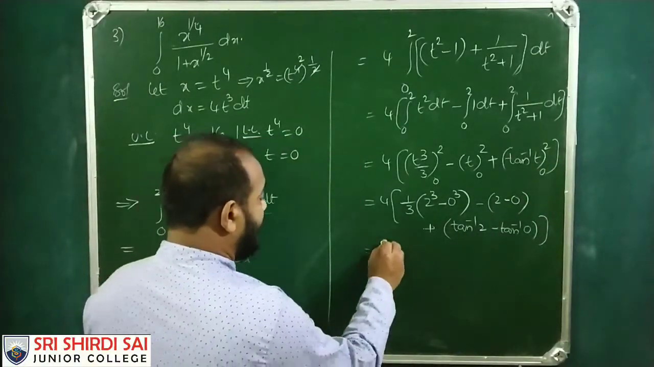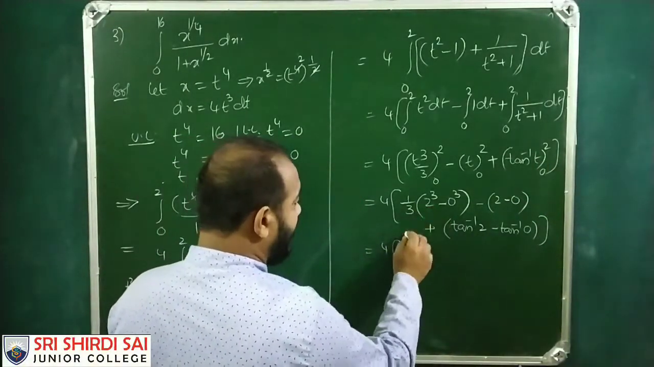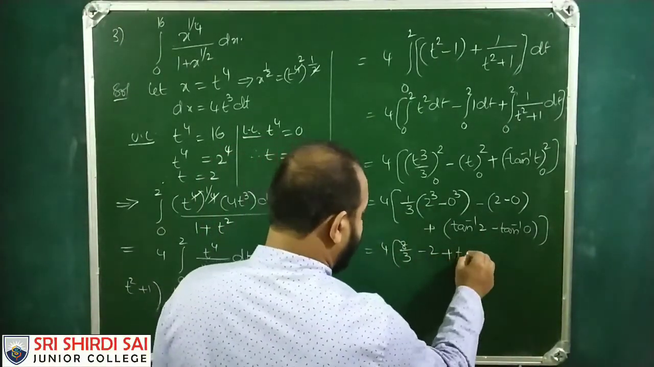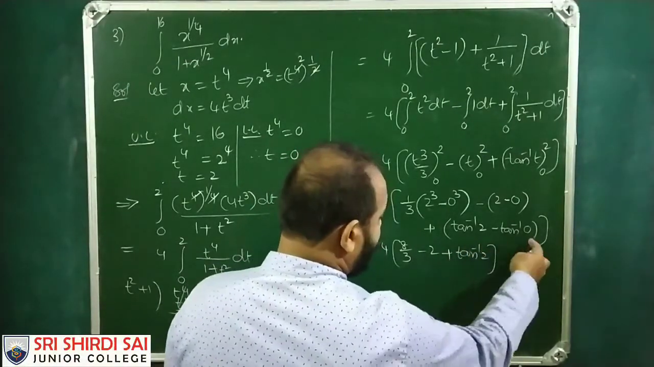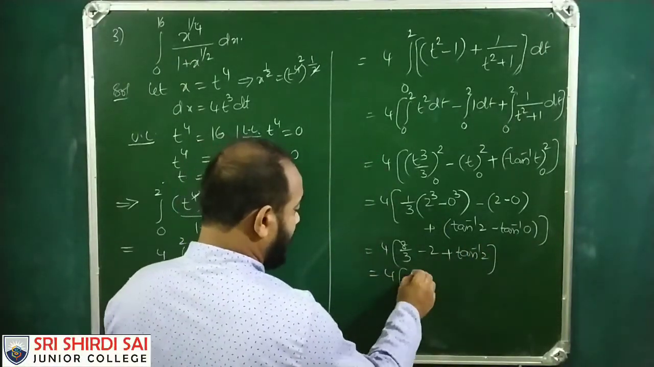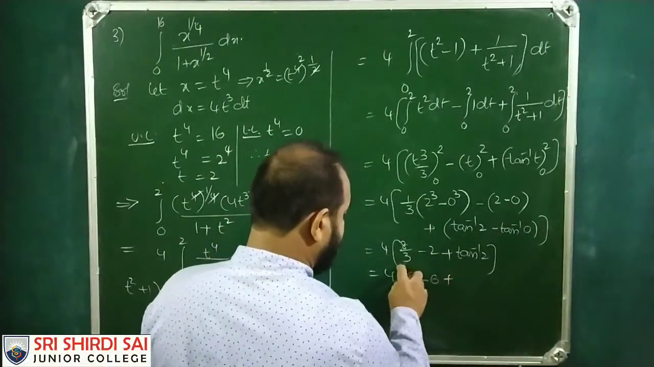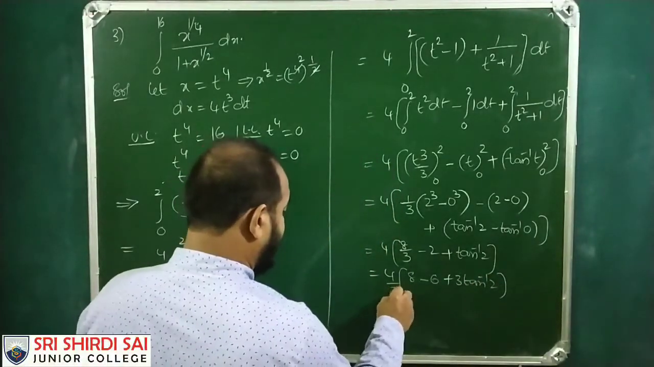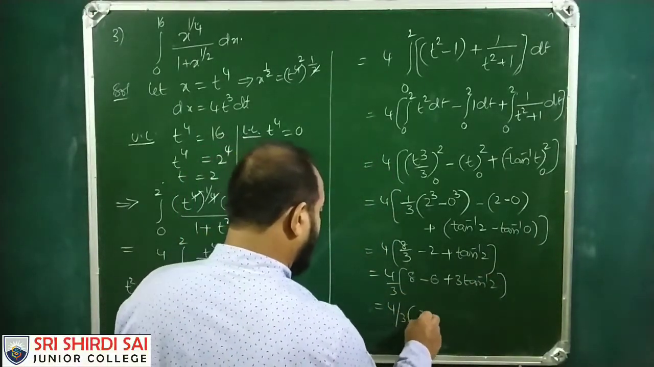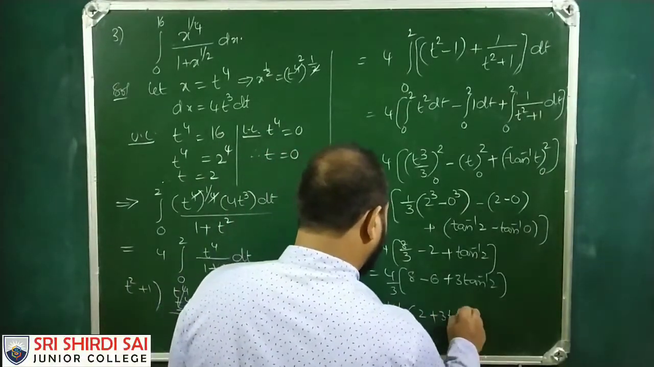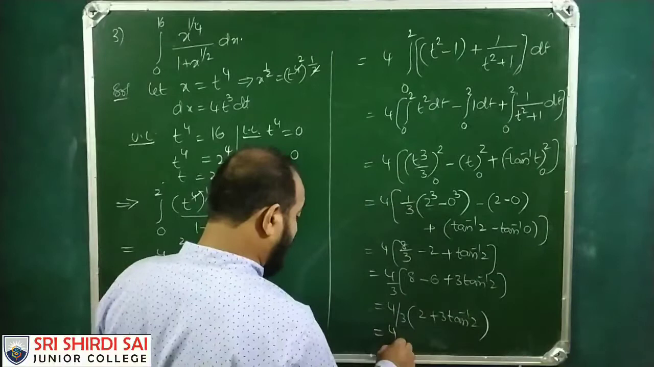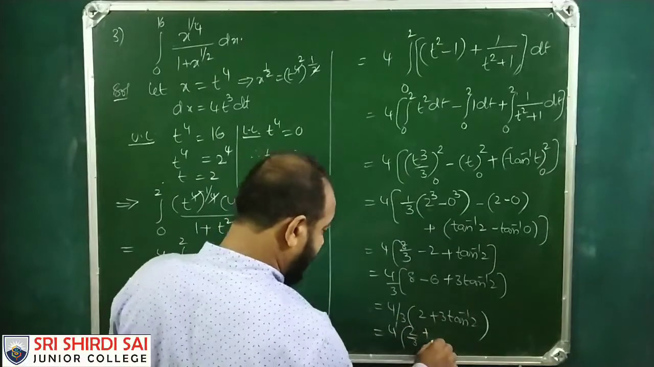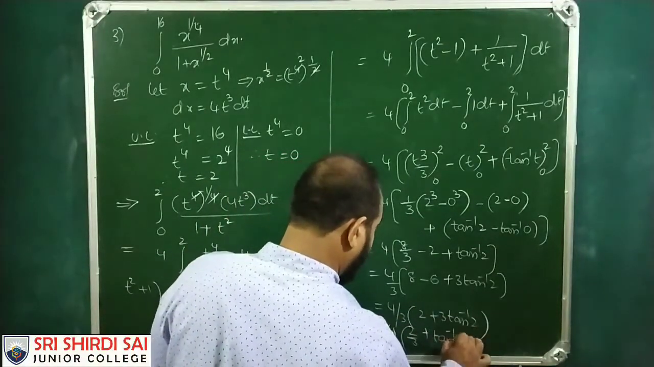So this is 4 into 2 cube is 8, into 1 by 3, 8 by 3. So minus 2 plus tan inverse 2. Tan inverse 0 is 0 anyway. So 4 into 8 minus 3 2s are 6, plus 3 tan inverse 2, by 3. So the final answer is 4 by 3 into 2 plus 3 tan inverse 2, equal to 4 times 2 by 3 plus 3 by 3, which is 1, into tan inverse 2.